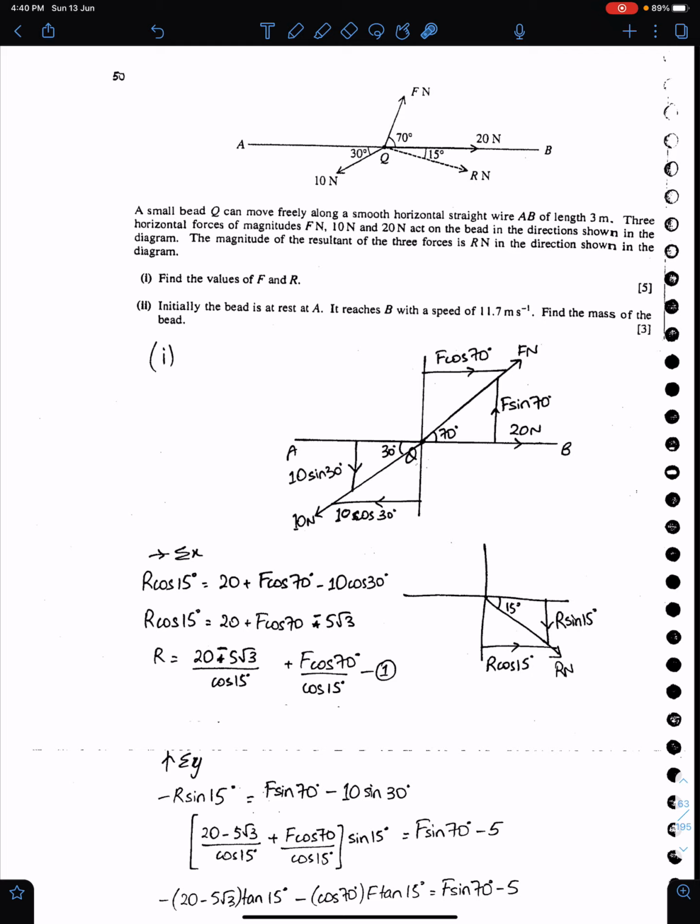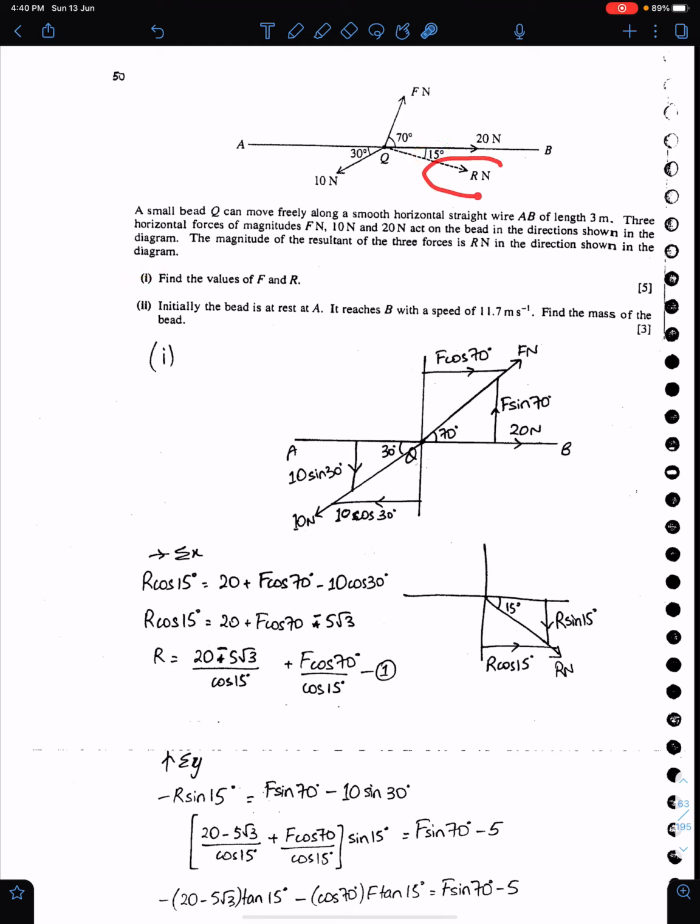Next question. A small bead Q can move freely along a smooth horizontal straight wire AB of length 3 meter. This is 3 meter. Three horizontal forces, F, 10 and 20, act on the bead in the directions shown in the diagram. The magnitude of the resultant of the three forces is R Newton, in this direction. Number 1, find the values of F and R.